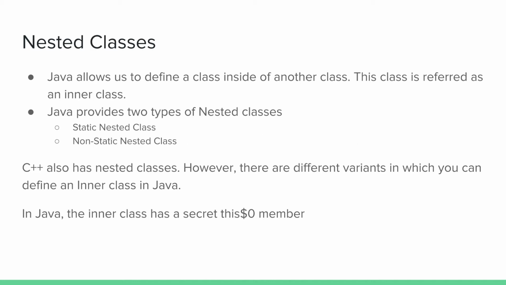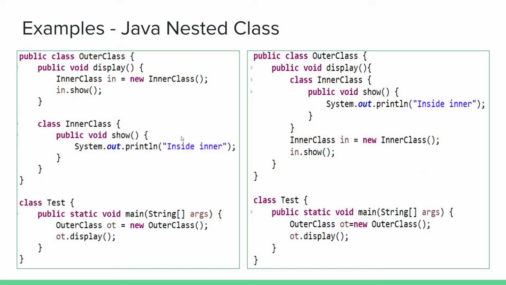Next, let's see nested classes. Java allows us to define a class inside of another class. This class is referred to as an inner class. In Java, the inner class has a secret this member which remembers the instance of the outer class to which it was bound. C++ also has nested classes. However, there are different variants in which you can define an inner class in Java. Java provides two types of nested classes, that is static and non-static nested classes.